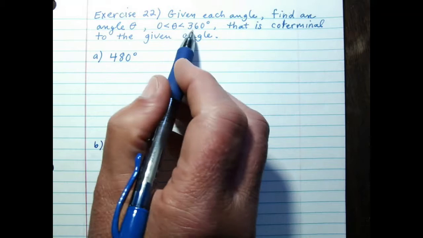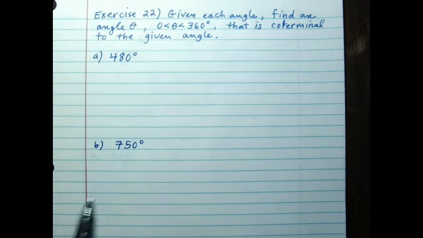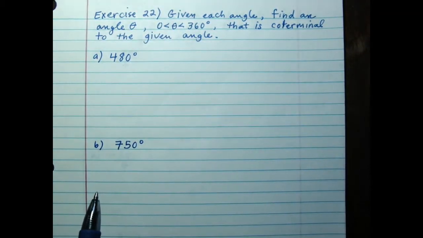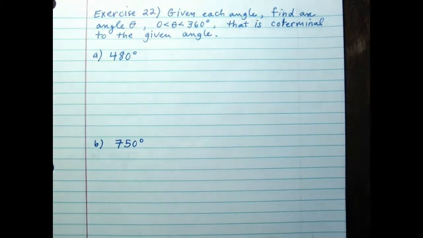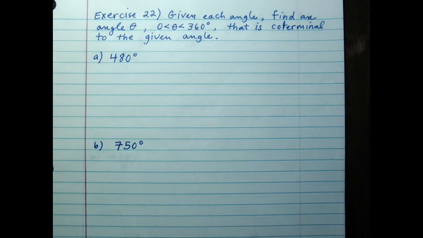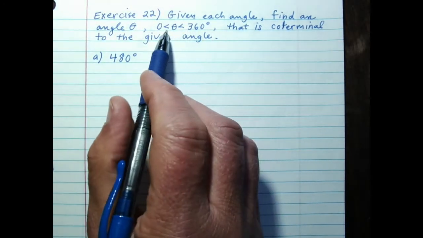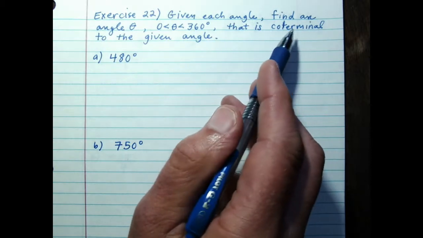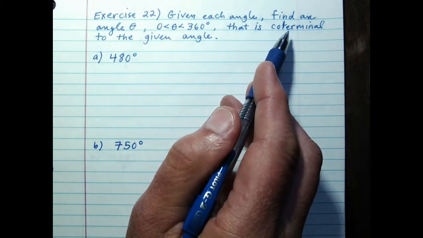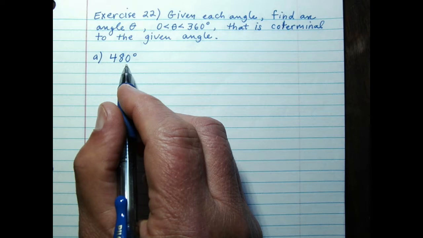That means theta has to be an angle whose measure is between 0 and 360 that is coterminal to the given angle. So we're looking for a theta that has two properties: its measure is between 0 and 360, and it's coterminal to the angle that's given. So let's do part A here.